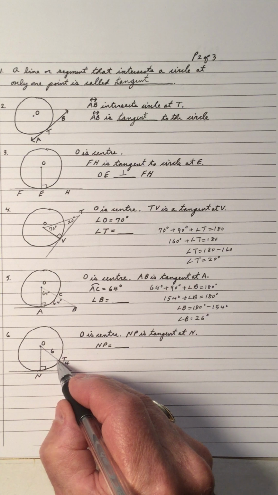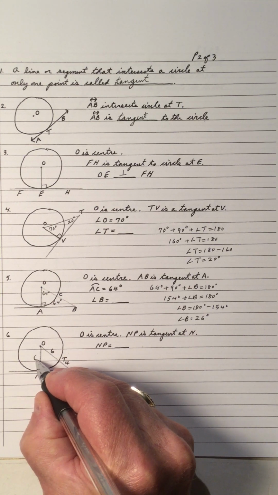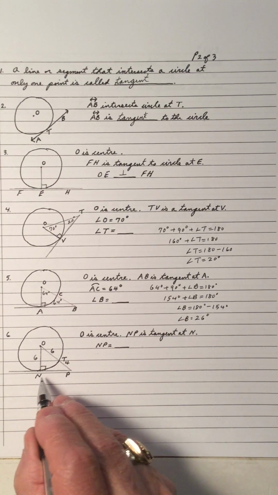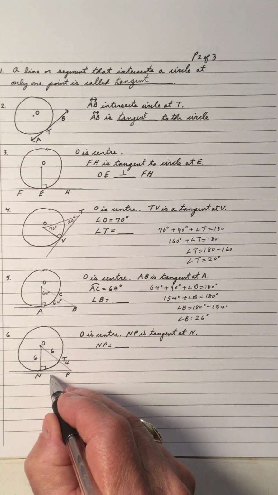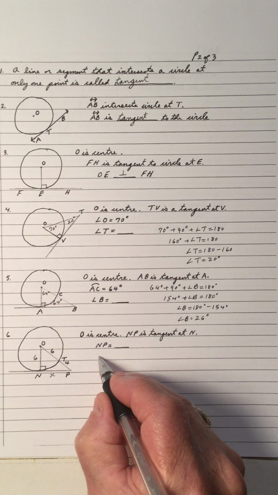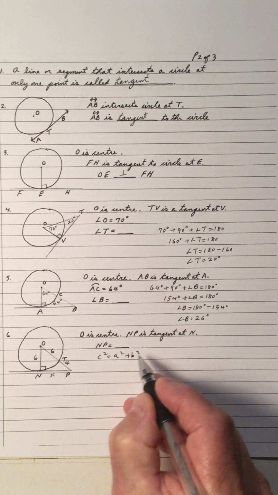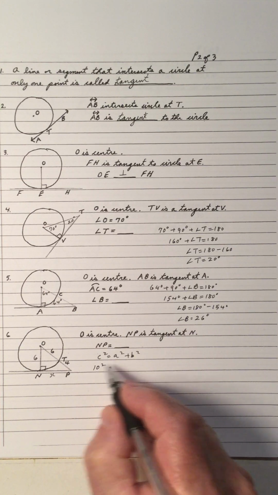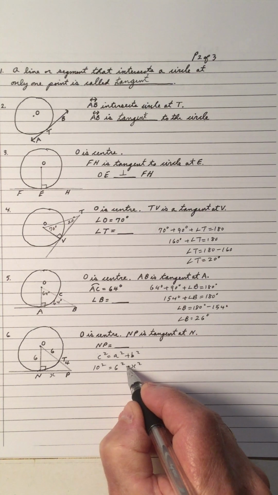So OT is the radius of a circle. ON is the radius of a circle. So that means ON is equal to 6, because all radii are equal. So we have to find what NP is. NP, let's call it x. So we have a right triangle, and we have c squared equals a squared plus b squared. C is the hypotenuse, so that's 10. A is 6, and b is x.